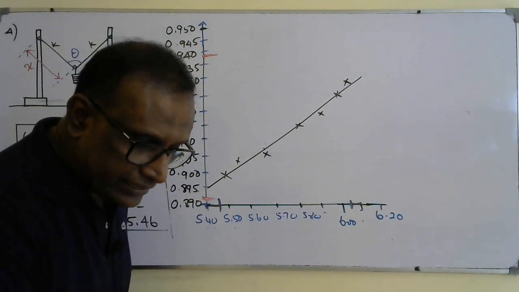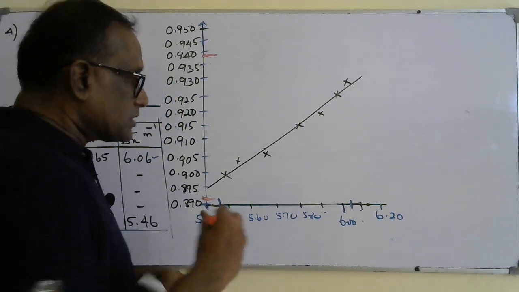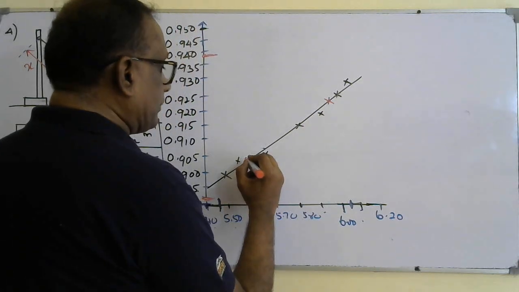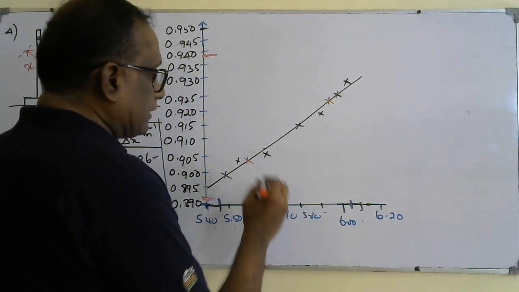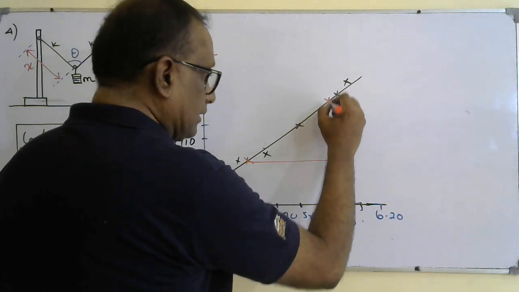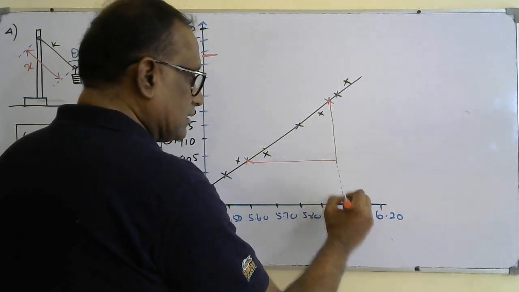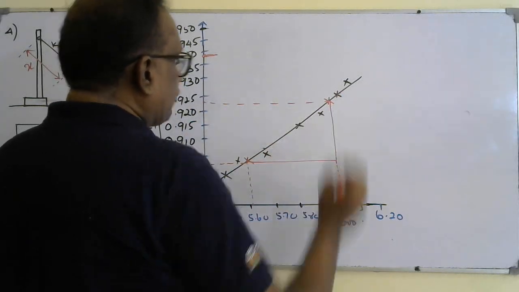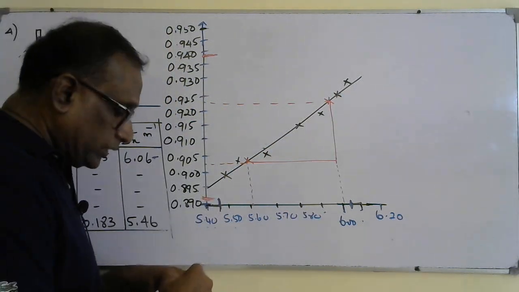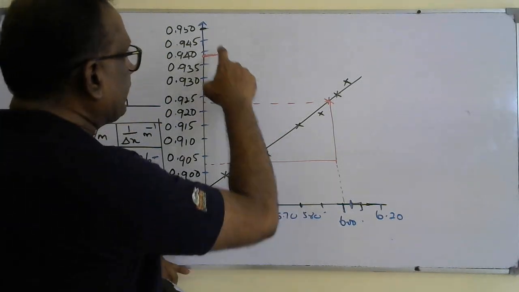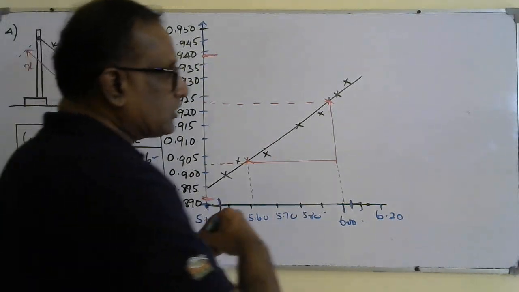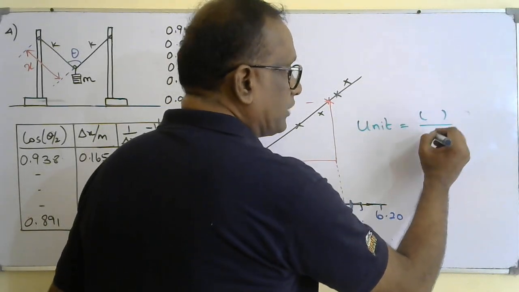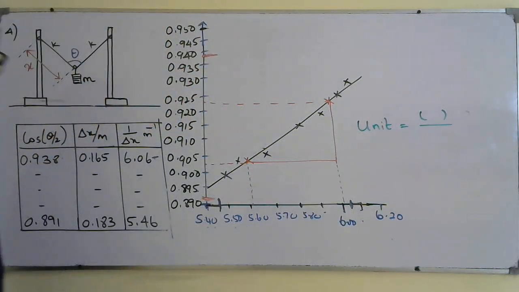When you are finding the gradient, be careful, choose two clear points. Those are not your data. Take two clear points. Those two points should be reasonably far away. Don't take closer points. Then draw a right angle triangle and extend those lines until they meet the x-axis and y-axis. Then find the gradient. When you find the gradient, you must include the unit of the gradient also, because you know the y-axis unit. The unit of the gradient will be equal to the unit of y-axis over the unit of x-axis.